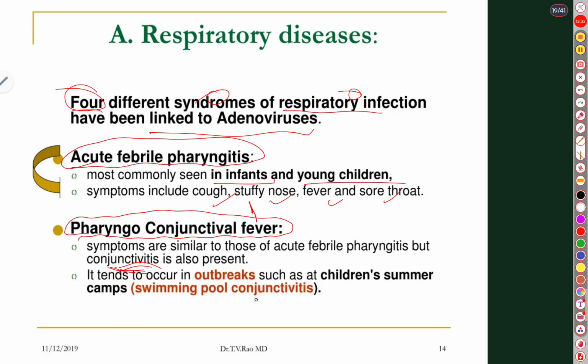It tends to occur in the outbreaks such as the children's at summer camp or the swimming pool conjunctivitis. It can happen in such conditions. Okay, so remember this. Acute febrile pharyngitis, which can occur in infants and young children, and pharyngoconjunctival fever in which the symptoms are completely like the acute febrile pharyngitis, that is cough, stuffy nose, fever, sore throat, but it occurs generally in the outbreaks like the children's summer camp, the swimming pool conjunctivitis.